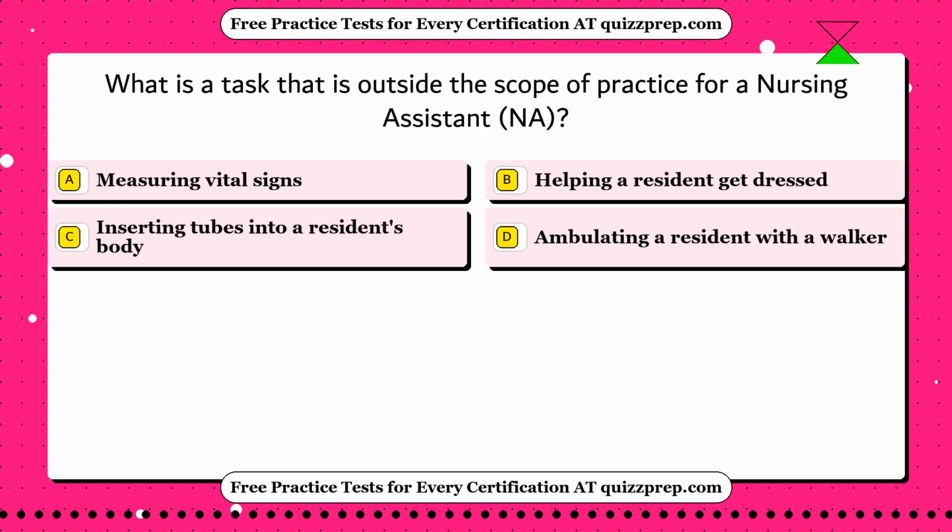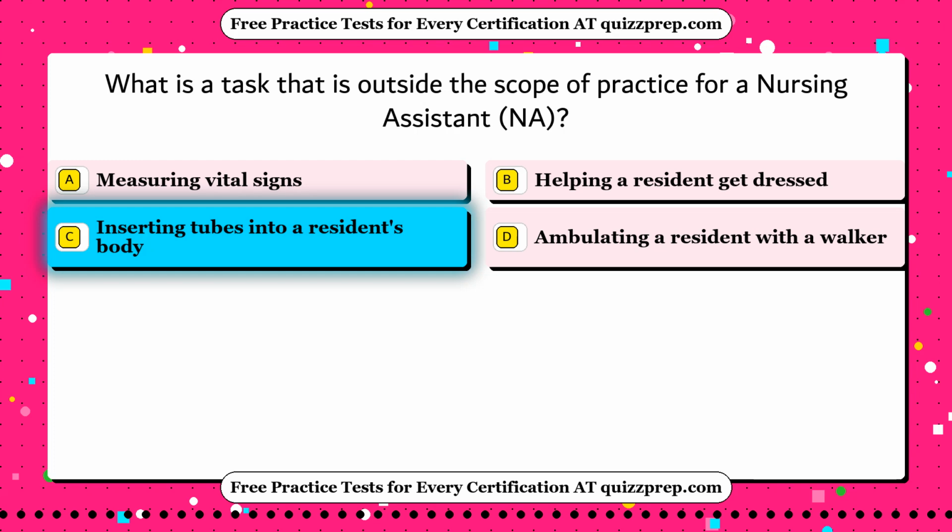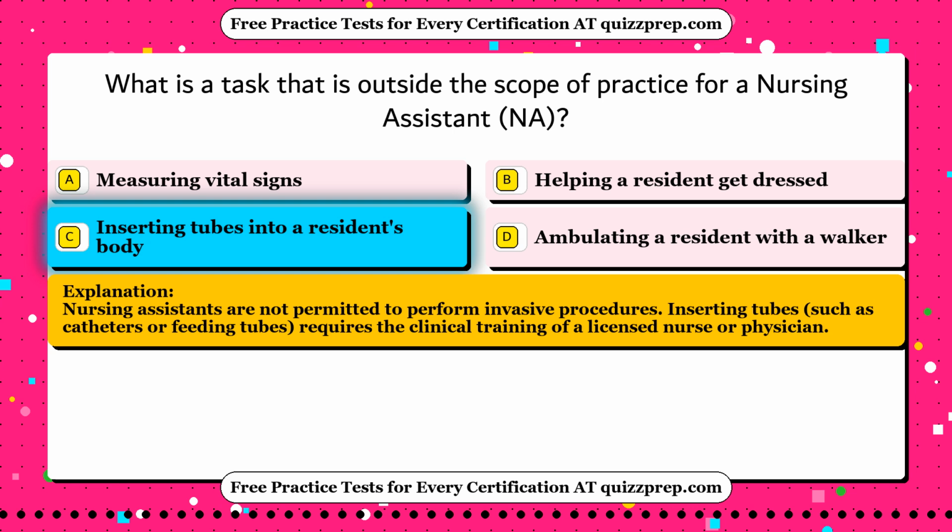Question 32. What is a task that is outside the scope of practice for a nursing assistant, NNAAP? Option A, measuring vital signs. Option B, helping a resident get dressed. Option C, inserting tubes into a resident's body. Option D, ambulating a resident with a walker. The correct answer is option C, inserting tubes into a resident's body. Nursing assistants are not permitted to perform invasive procedures. Inserting tubes, such as catheters or feeding tubes, requires the clinical training of a licensed nurse or physician.